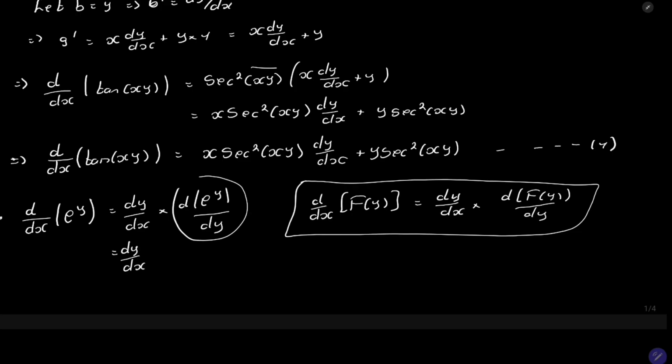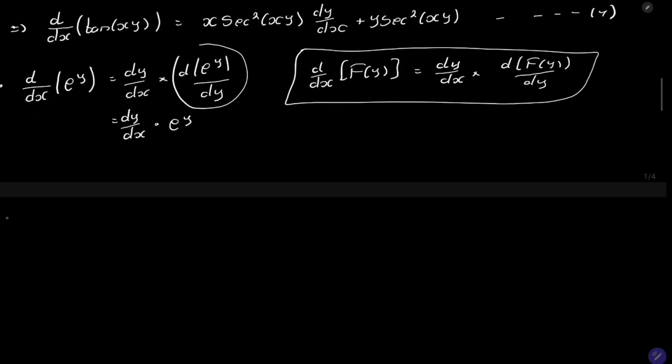Now what's the derivative of e to the power y with respect to y? We recall exponential derivatives. The derivative of e to the power x with respect to x still gives us e to the power x. So this tells us that the derivative of e to the power y with respect to y still gives us e to the power y. So we can then conclude that the derivative with respect to x of our term e to the power y gives us e to the power y dy on dx. We label this equation 2.